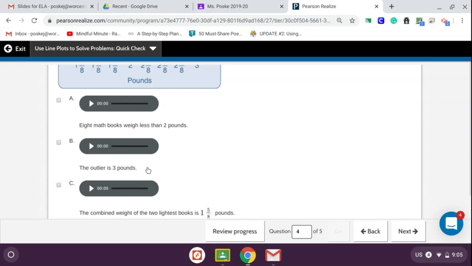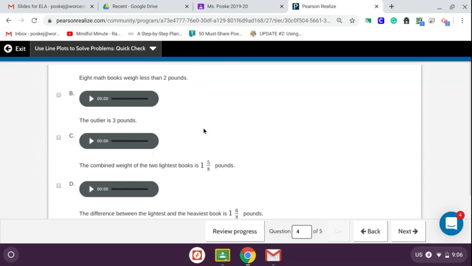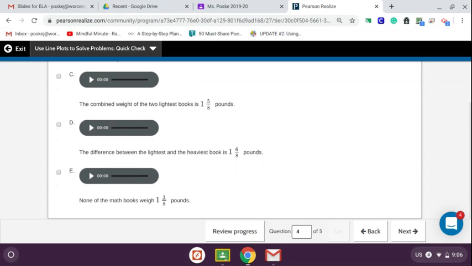The outlier is 3. Remember, we said the outlier is a point that is far away from the others. Vocabulary from Monday. Yes or no? I think it looks like an outlier, but that's up to you. Okay, if you think so, you're going to click yes. If no, you're going to click no.